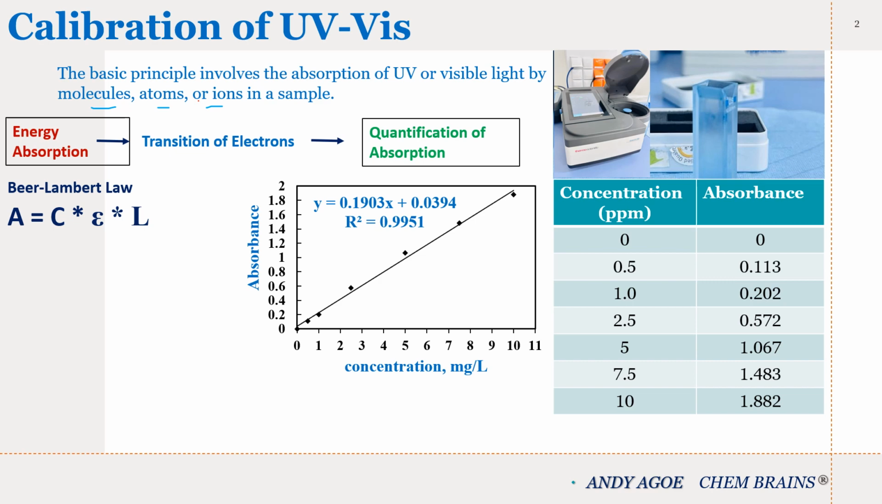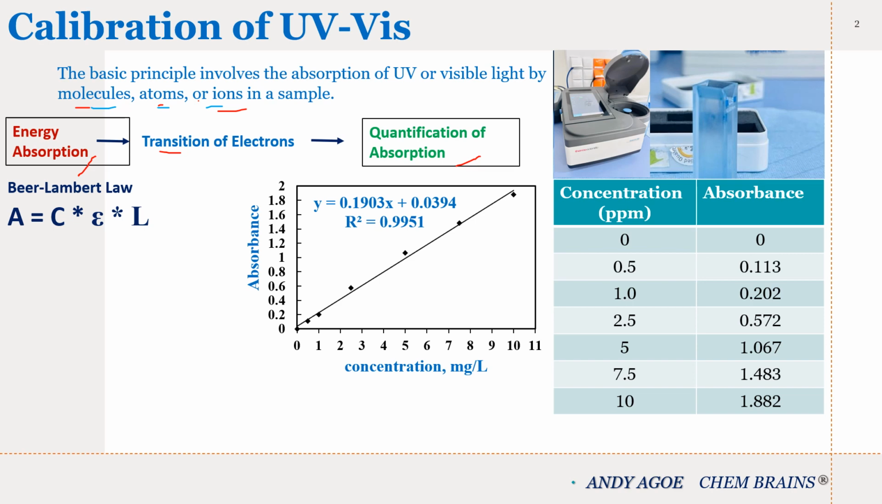Now let's look at the working principle of this UV-Vis. I'll divide it into three parts. We have the energy absorption, the transition of electrons, then the quantification of absorption. What do we mean by energy absorption? So the energy absorption stage is when a beam of UV or visible light passes through your sample. Now when this happens, some photons in the beam may be absorbed by your molecules, atoms, or your ions which are present in your solution.